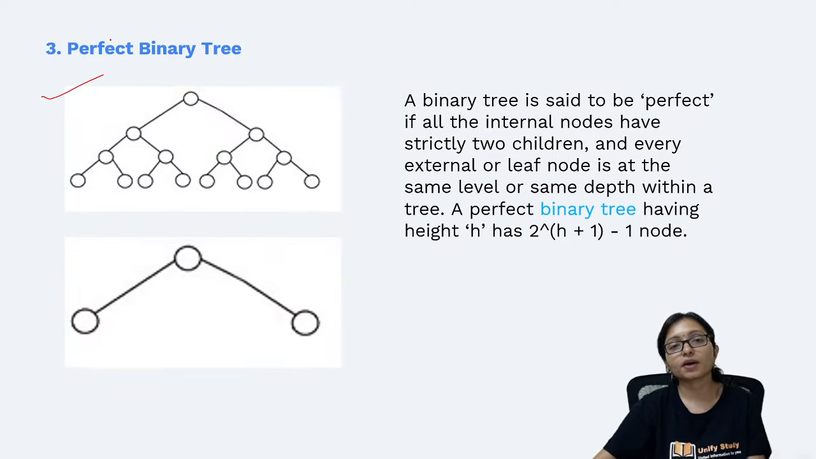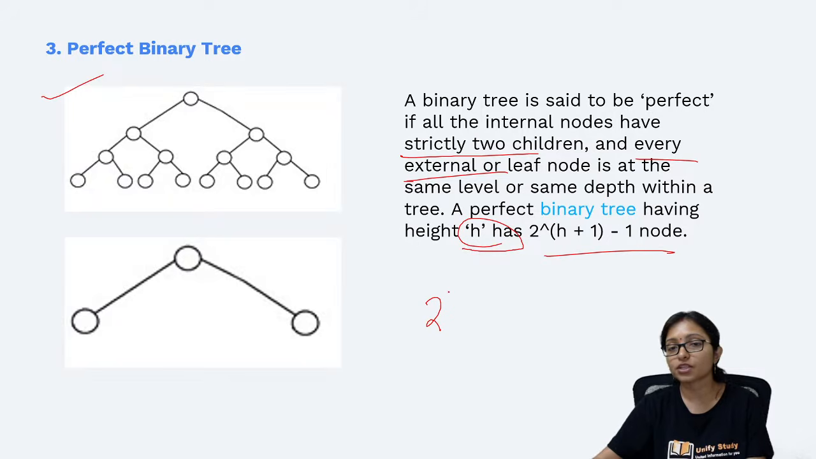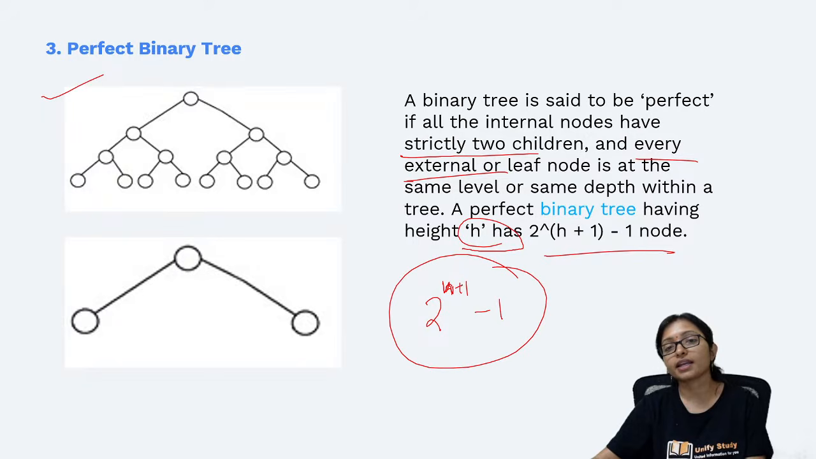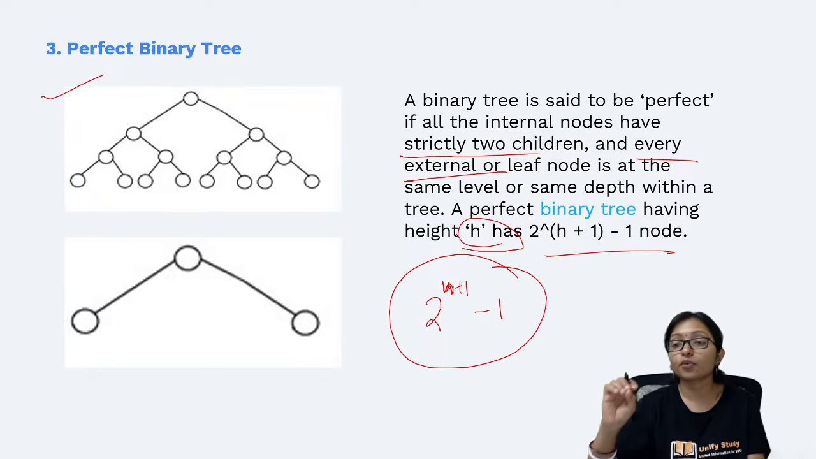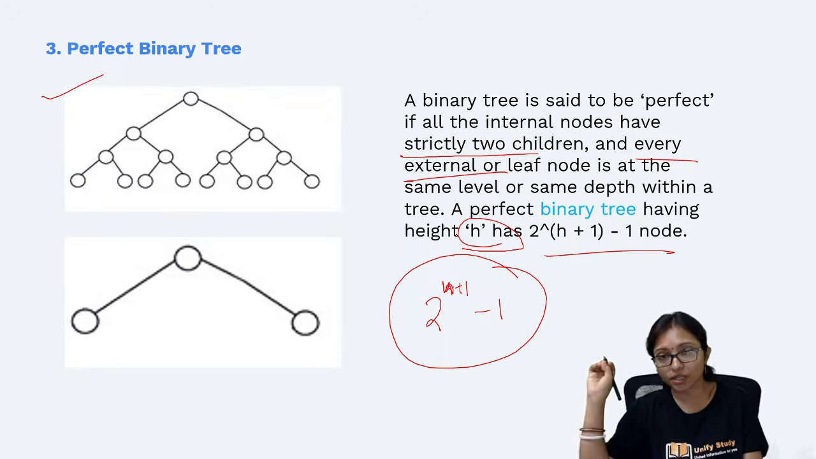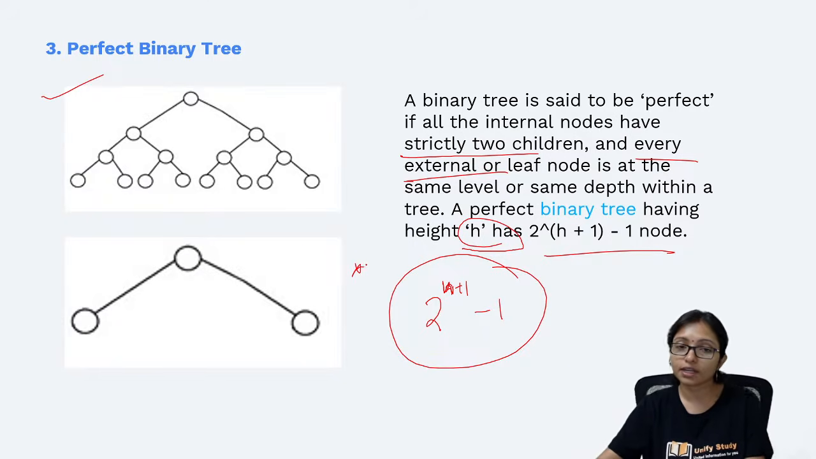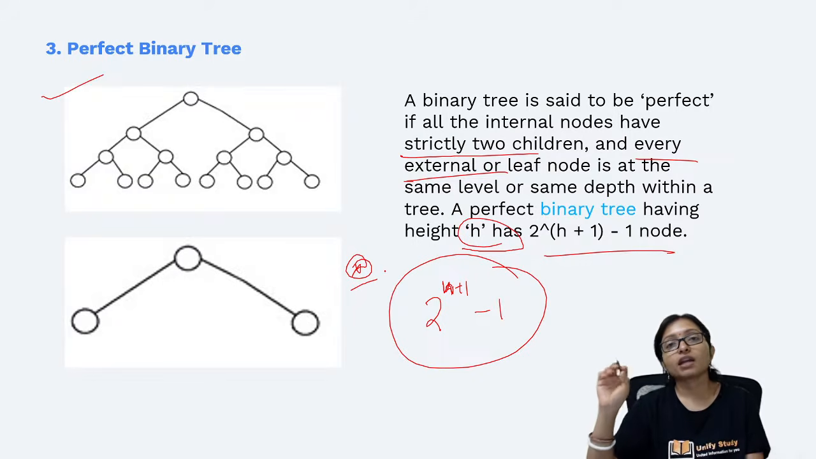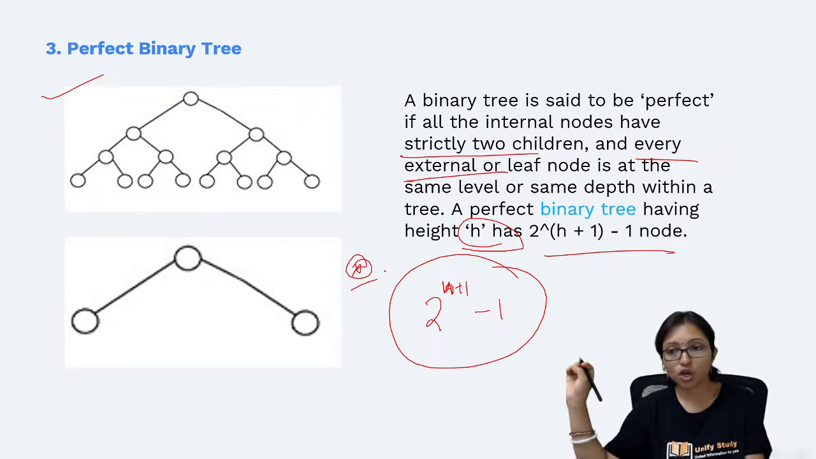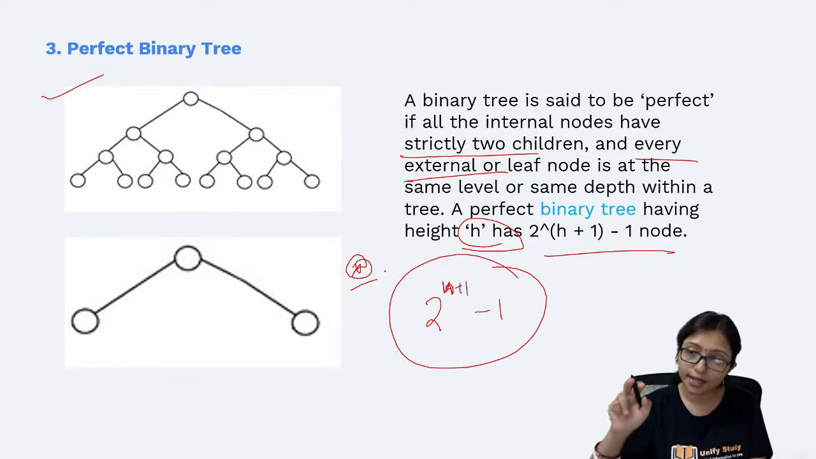Perfect binary tree, what is a perfect binary tree? It is one where every internal node strictly has 2 children, and all leaves are at the same level. And for the height h of a perfect binary tree, the total number of nodes will be 2 to the power h plus 1 minus 1. Questions come from here. This is a very, very important formula. Whenever we are doing binary trees, the formulas are very important. So many formulas I am going to tell you. Everyone take notes, because the questions are coming from here.